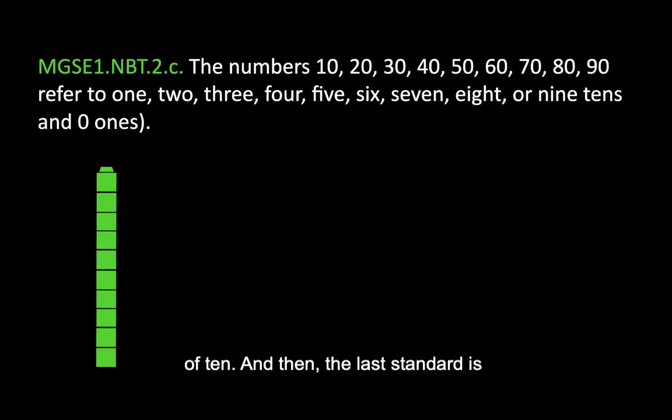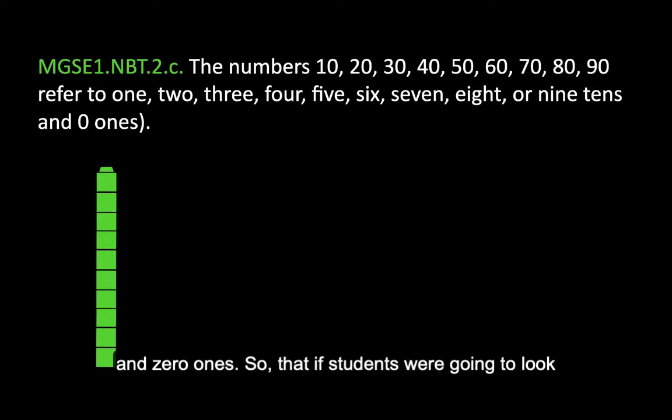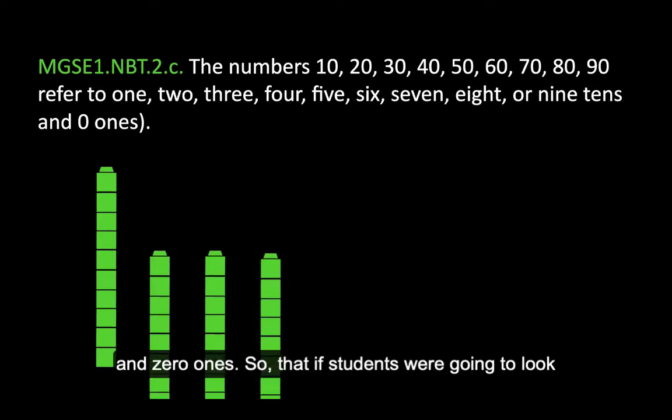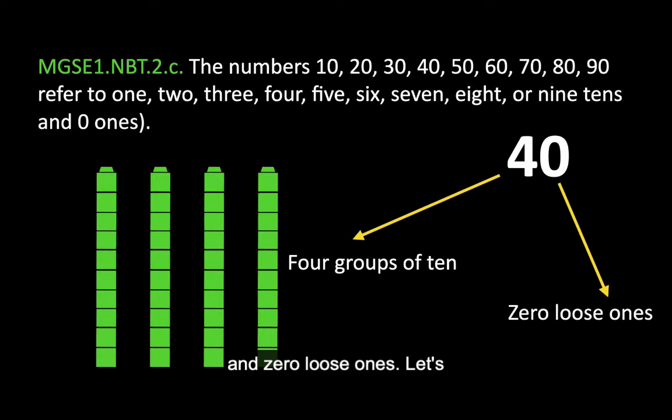And then the last standard is NBT 2C. Students need to understand that the numbers from 10 to 90 refer to how many groups of 10 and 0 ones. So if students were going to look at the number 40, they see it as a group of 4 tens and 0 loose ones. Let's take a look and see how we could engage students in this standard.